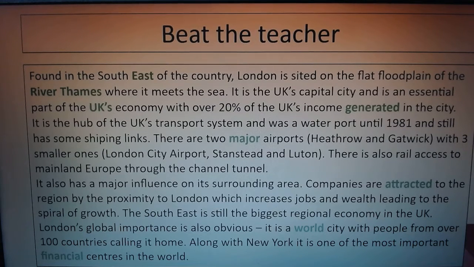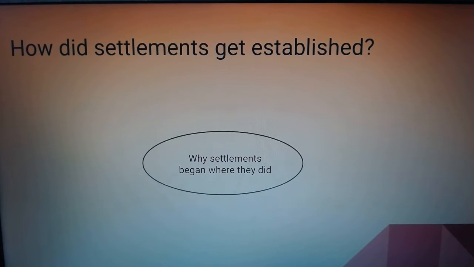Okay, that's the situation. So how do settlements get established? Like, how do they actually become a thing? So a settlement is essentially just a gathering of buildings, or a group of people who live in one place. All right, so there's lots of different things. See if you can think about why maybe settlements began where they did. Now, I'm not talking about last year or last week. I'm talking about years and years ago. There's lots of different reasons.